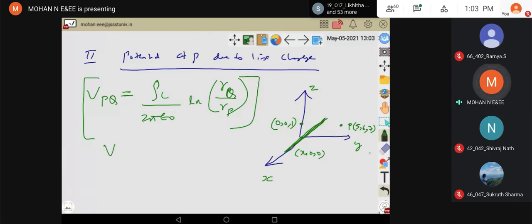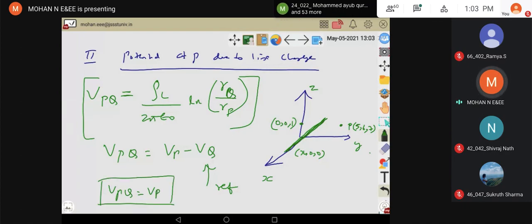So how to solve for VP? VPQ is equal to VP minus VQ, and if you take Q as the reference point, then VPQ is equal to VP because the reference voltage is 0. Okay, so now I have 2 points here. This is point Q and this is point P. I can solve VPQ here using this relationship, and from that I can solve for VP. Is this illustration clear? If it is clear, please type 0 on the chat box quickly.